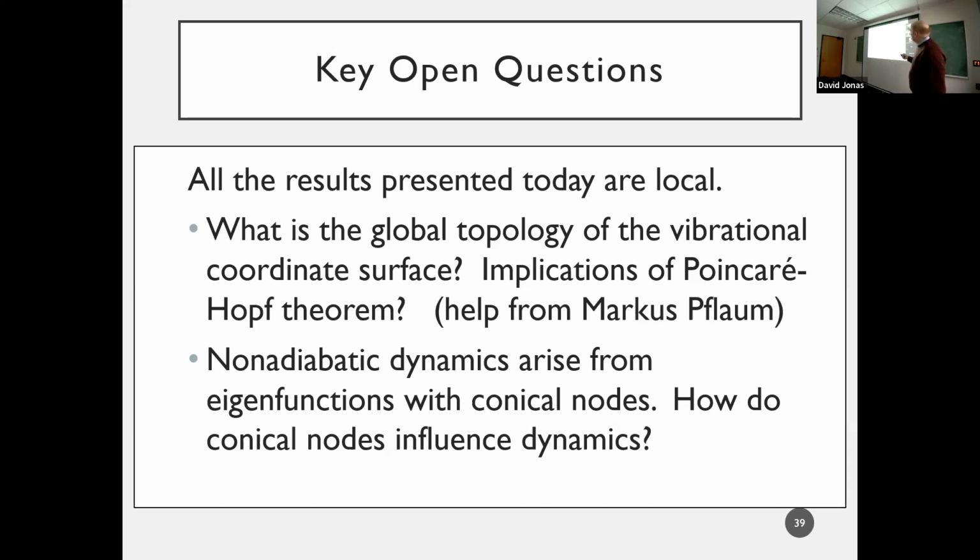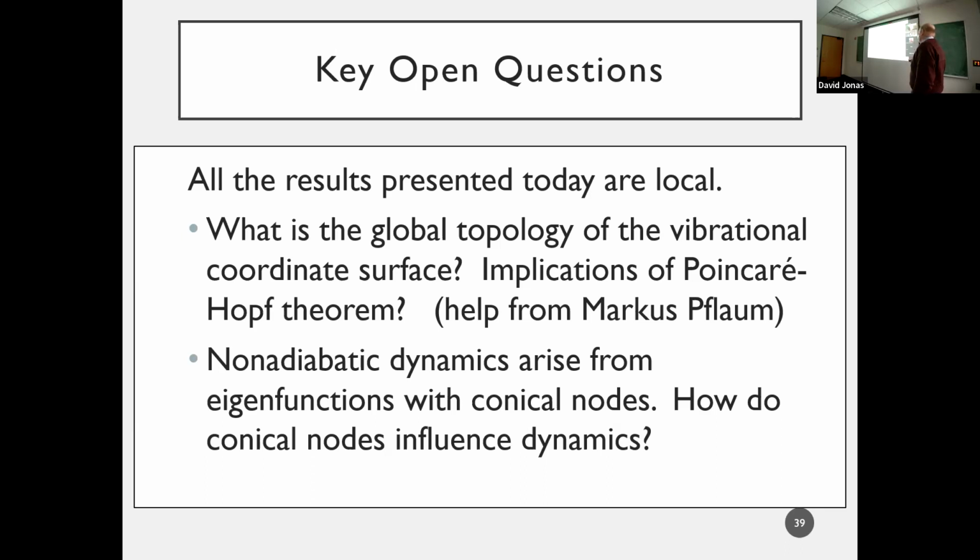The other question is, once you get that global topology figured out, what are the implications of the Poincaré-Hopf theorem? Because that's going to tell you what the overall index is going to be. And for that, I need some help from Marcus. We've been talking about that problem a little bit. The other thing that I think is a very open question on the practical side is non-adiabatic dynamics arising from eigenfunctions with conical nodes.